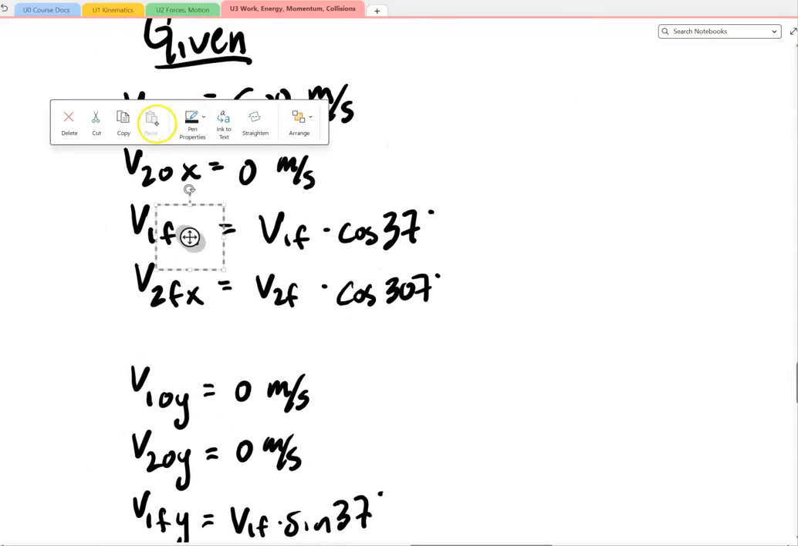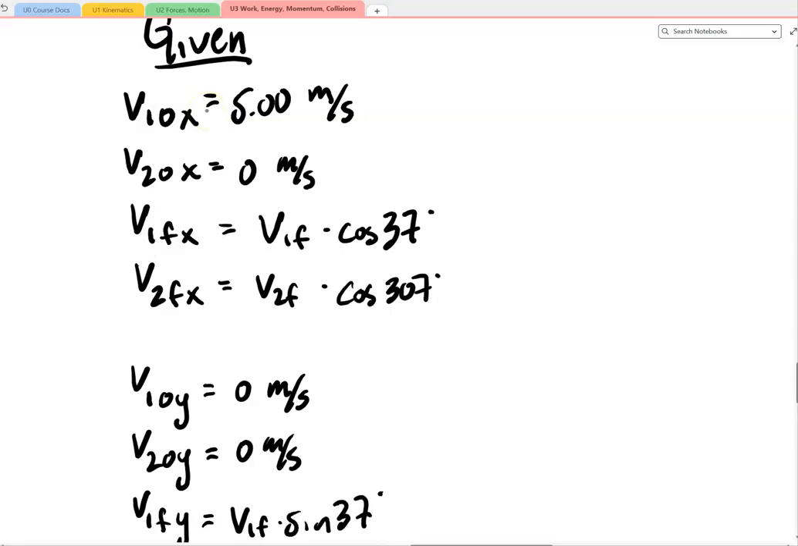Now, my labeling here, hopefully you can follow along too, is that I'm indicating that the velocity of object 1 in the initial position, so before the collision, in the x direction, so velocity object 1 initial in the x direction, was 5 meters per second, and so on. So we have the velocity 1, velocity 2, initial and final, all in the x direction. These are all of our horizontal components grouped together.